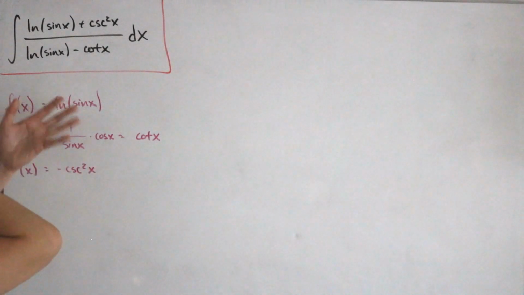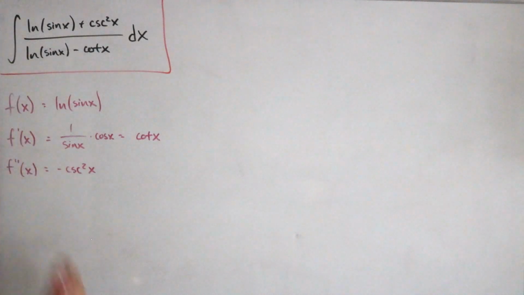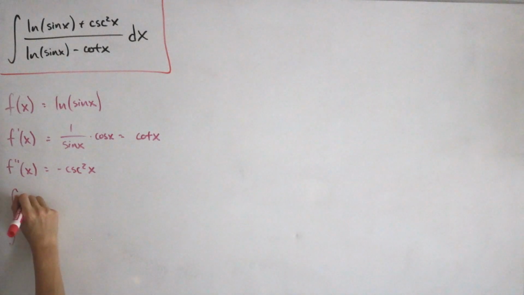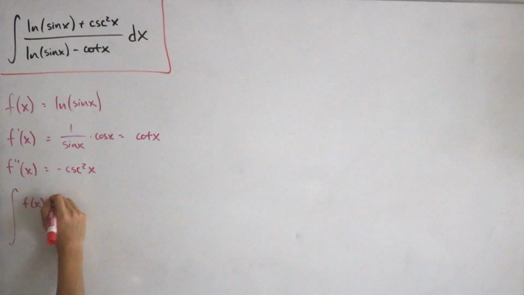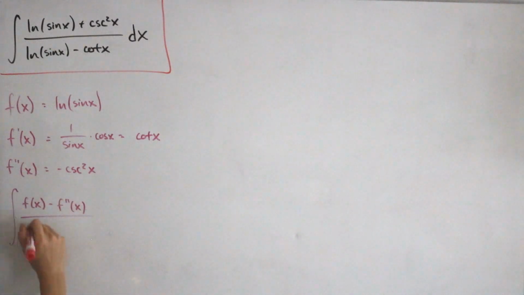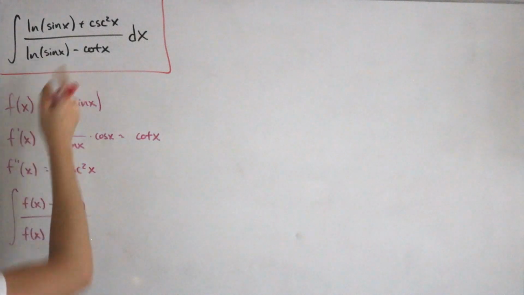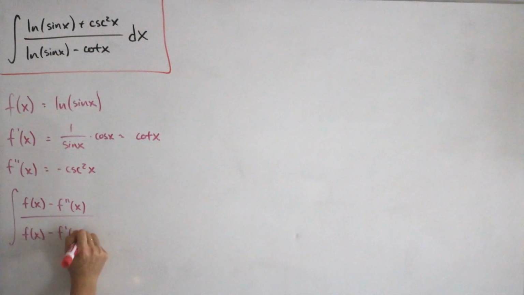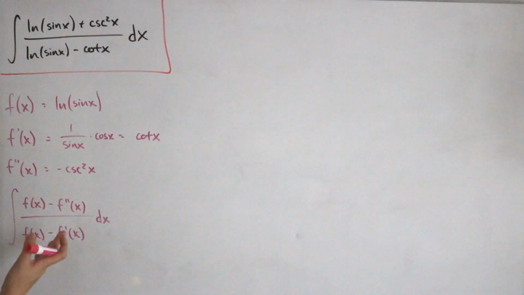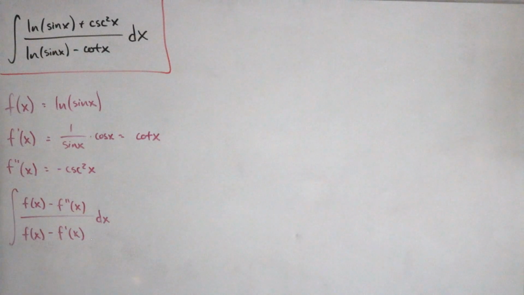Now that we have all the pieces, let's put everything back together. Now everything is in terms of f of x. So that means f of x minus f double prime of x, all divided by f of x minus cotangent, so minus f prime of x, dx. That's what we have so far, but you're thinking, how can we easily integrate this? We have a double prime and a prime, and if you applied u-substitution, for example, it's not going to give you exactly what you want.